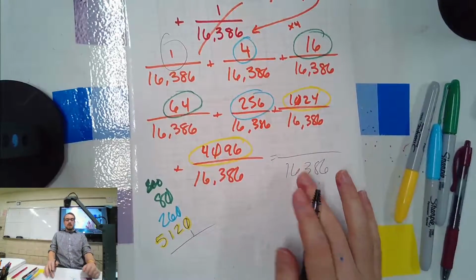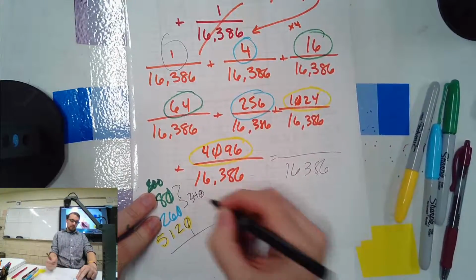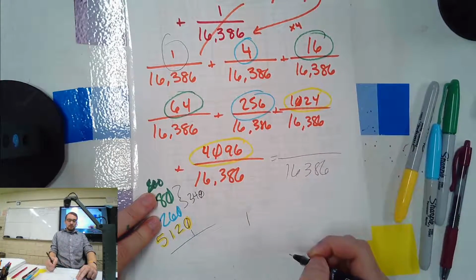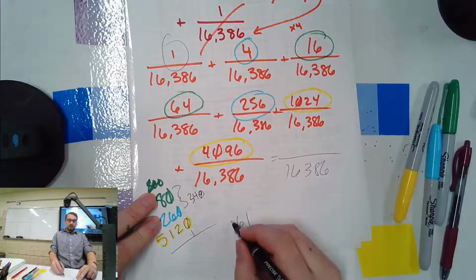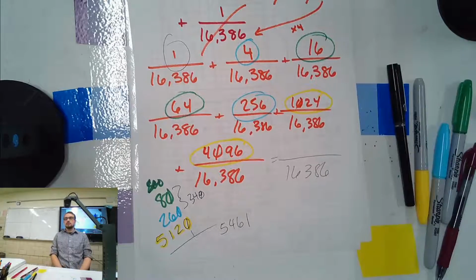Let's add them all up. What's 260 and 80? 340. We get a 1. We get a 6. We get a 4. We get a 5. 5, 6, 4, 1. Or 5, 4, 6, 1. Check it out to you.